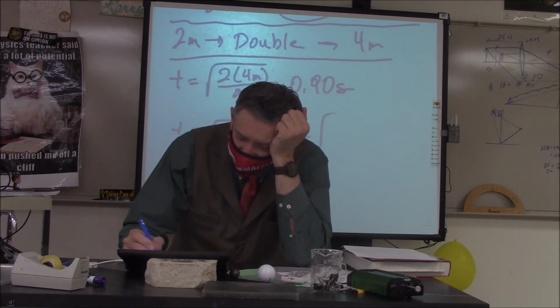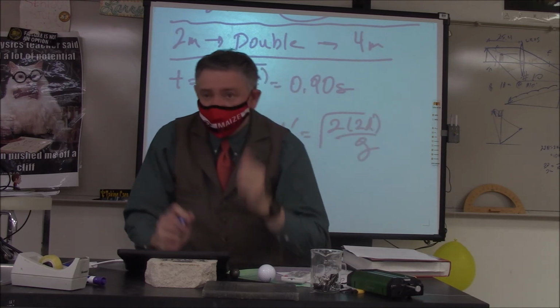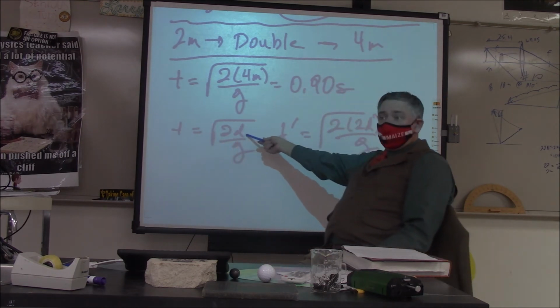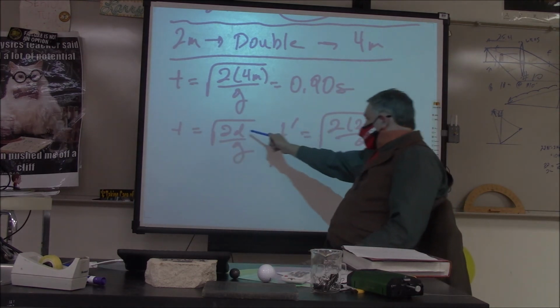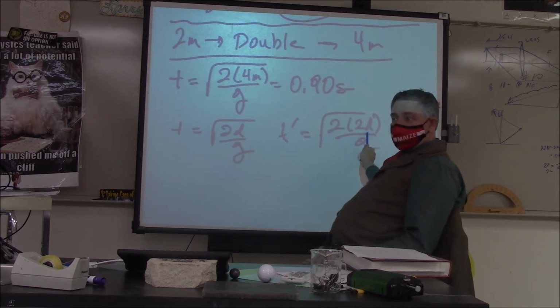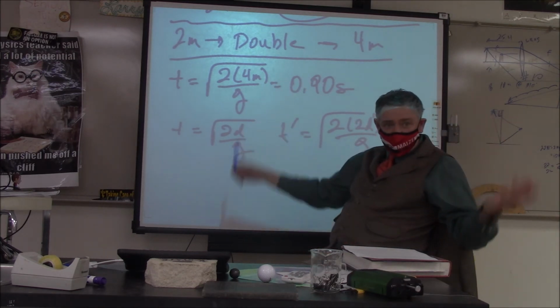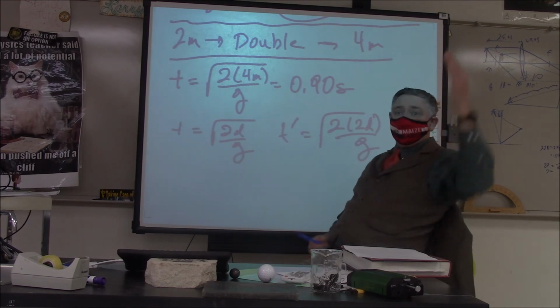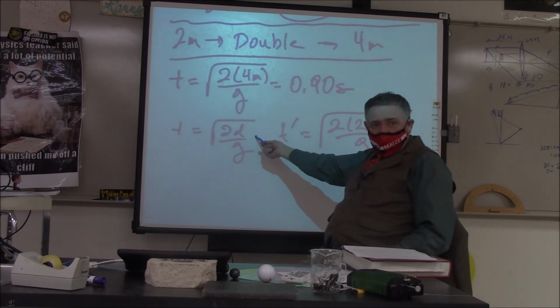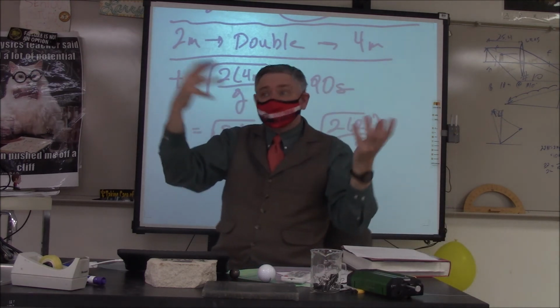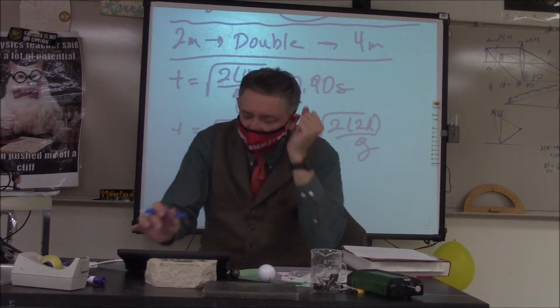So this would be 2 times 2d over g. Because this is what we would do. If we want to double how far it's going to fall, we're going to take d and multiply it by 2. If we tripled it, it would be 3d. If we quadrupled it, it would be 4d. If it was half as much, it would be 1/2 d. So it's just going to be however you're going to change that system.